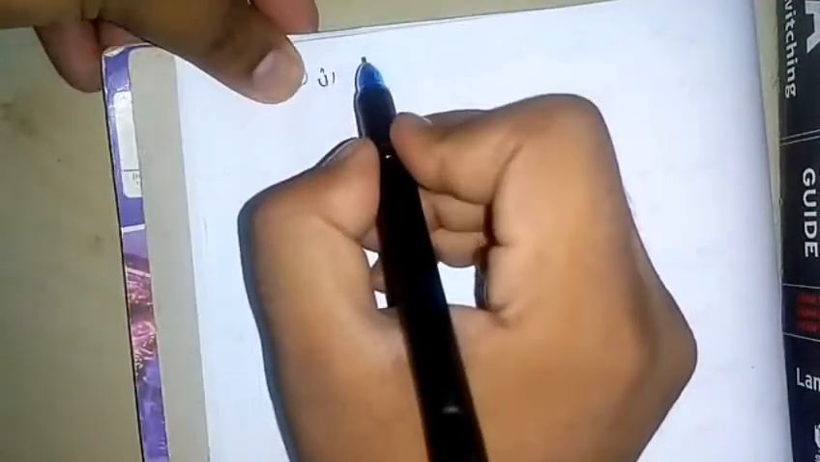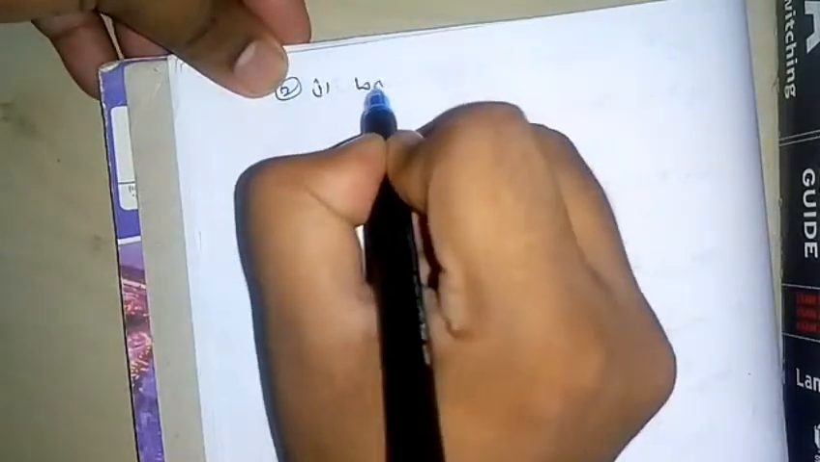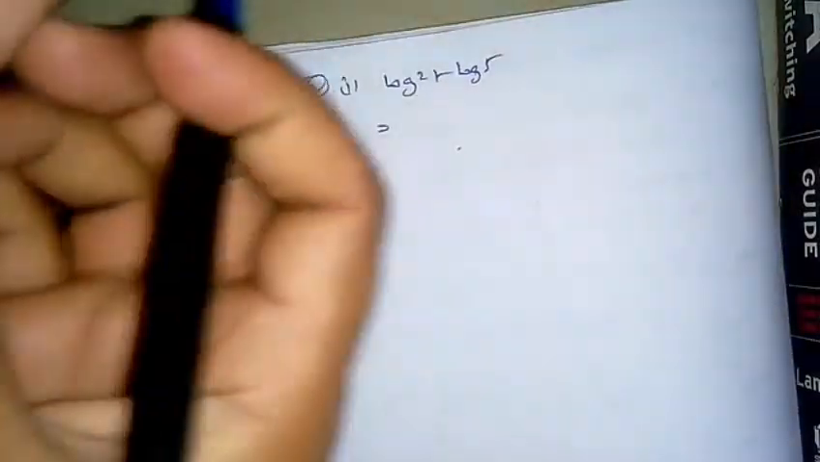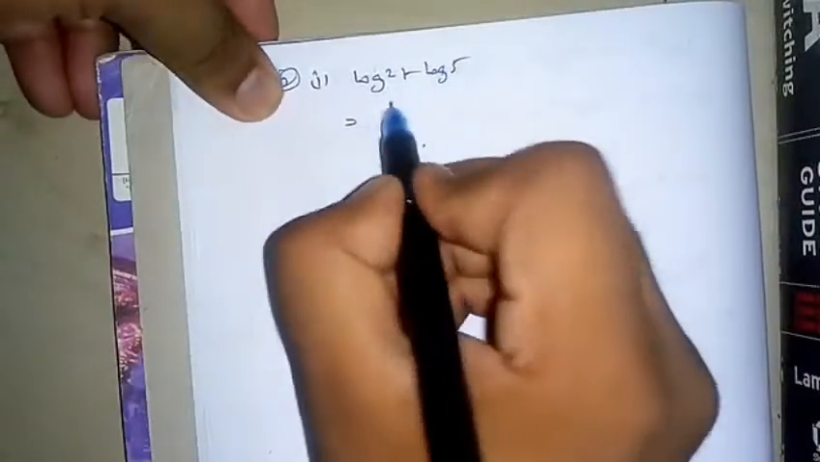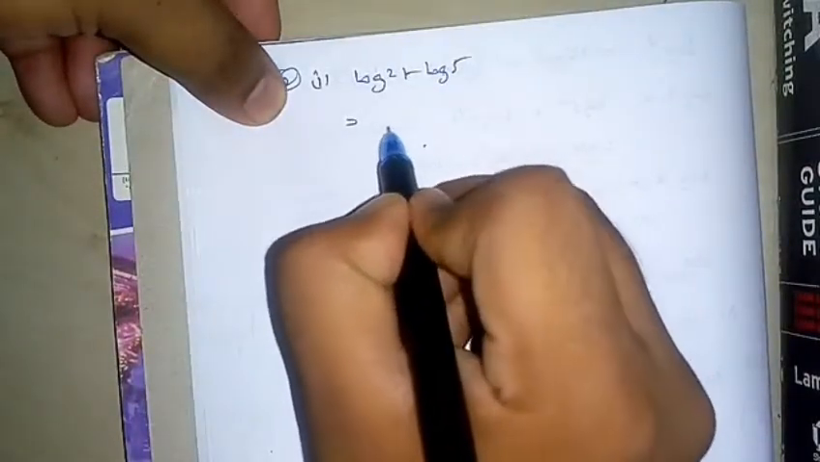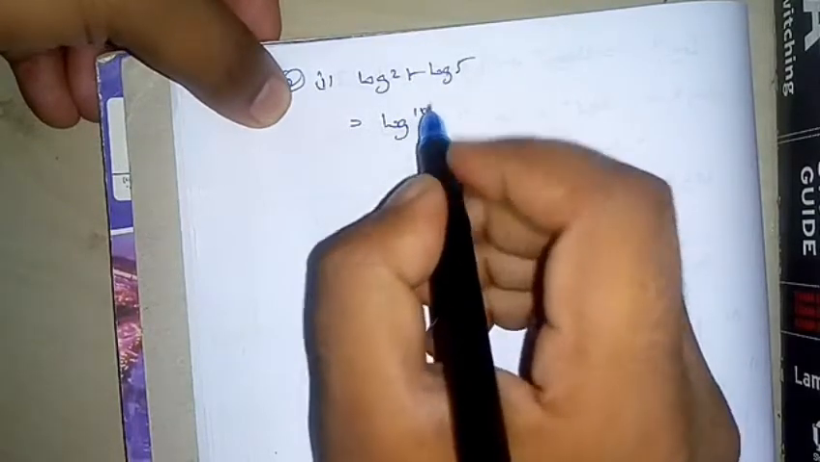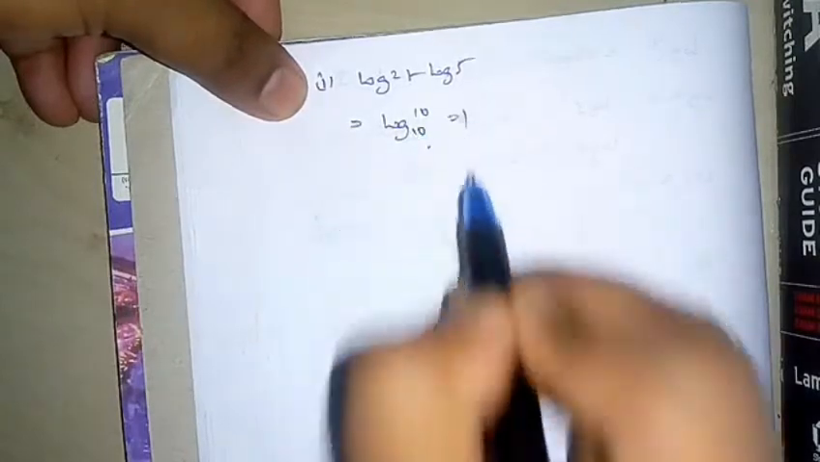Let's solve the second bit. First one. Write the following expression as log n and find their values. Log 2 plus log 5. Base is not given, so you can assume the common base. It can be e or 10. If the base is given, you can ignore this. So log 2 plus log 5 is log 10. You can assume base as 10, which is equal to 1.